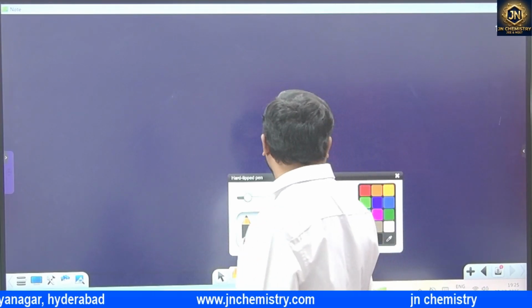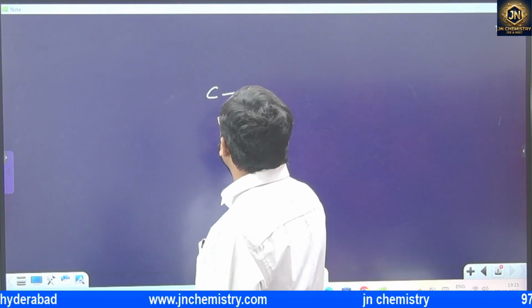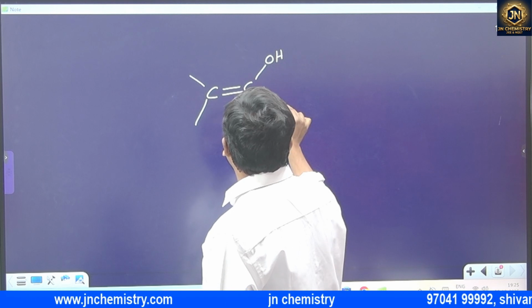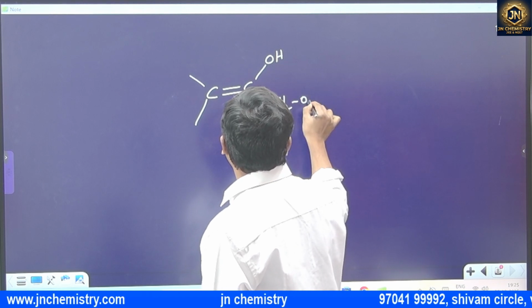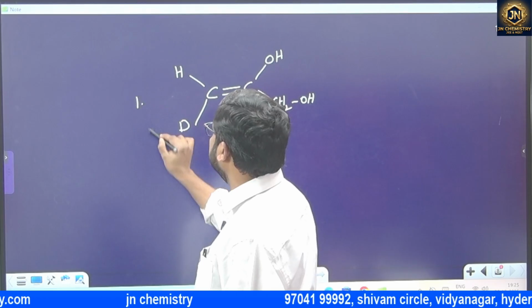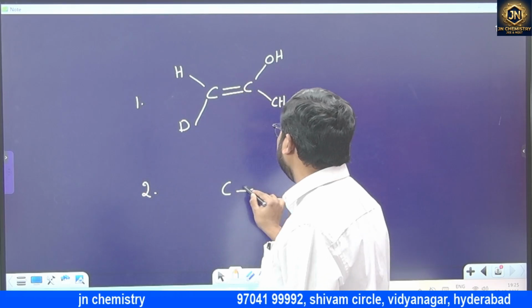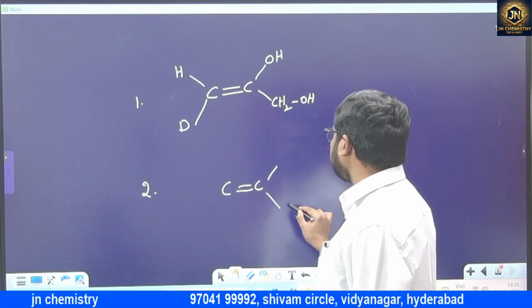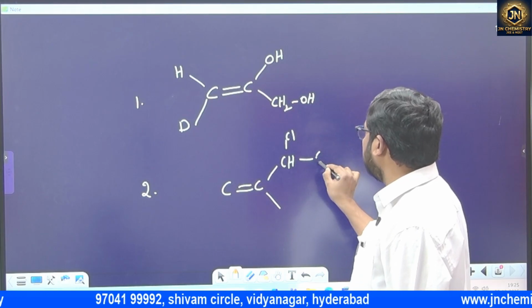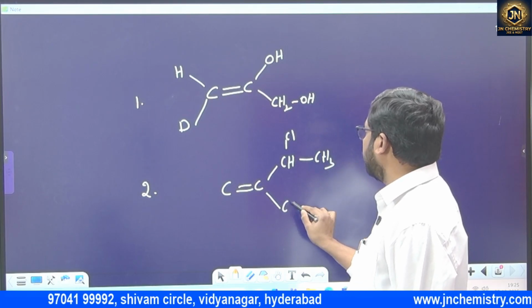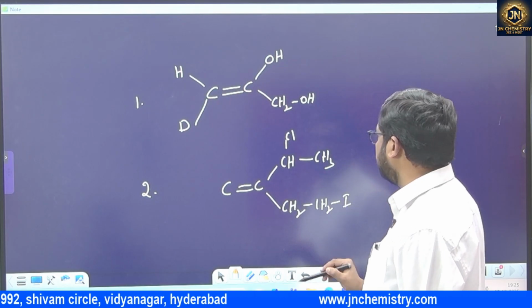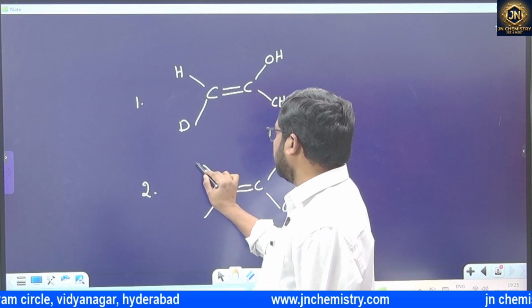Right, one more question. C double bond C, OH, CH2OH, hydrogen, deuterium. C double bond C, for example, CH, Cl, CH, 2, I.